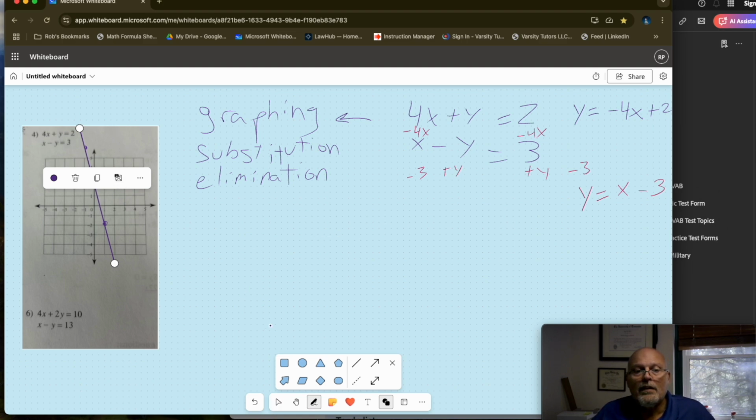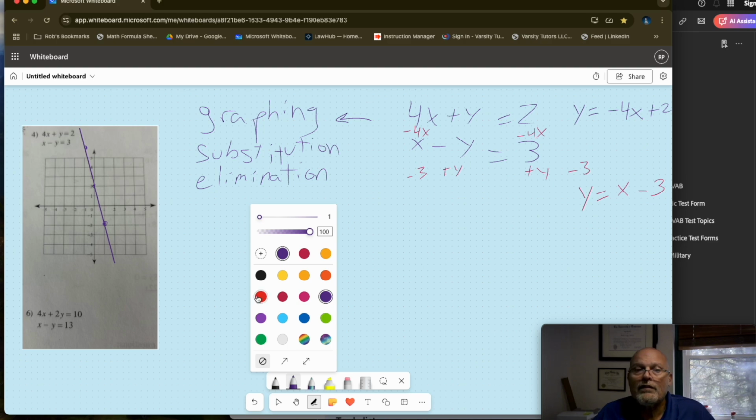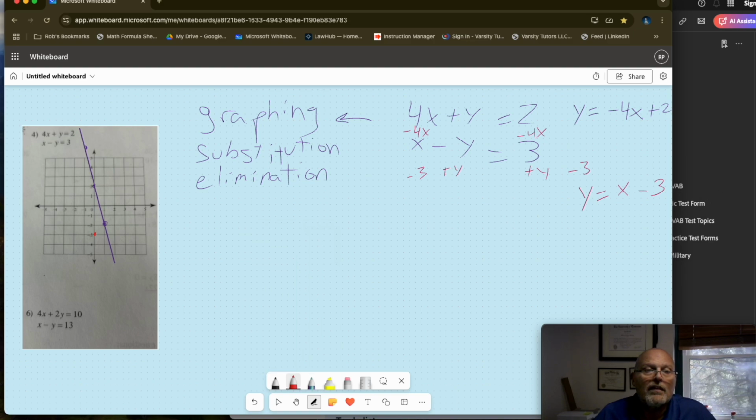Okay. Next, I will use my red line. And again, I'm going to start with a y-intercept of negative 3. So that's going to be right here. And then my slope of 1, because if you just have an x, the coefficient is 1. My slope of 1 is going to be up 1 over 1 or down 1 to the left 1. All right, similarly, I'm going to draw my line.